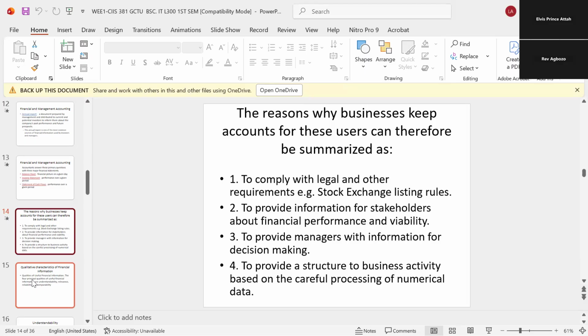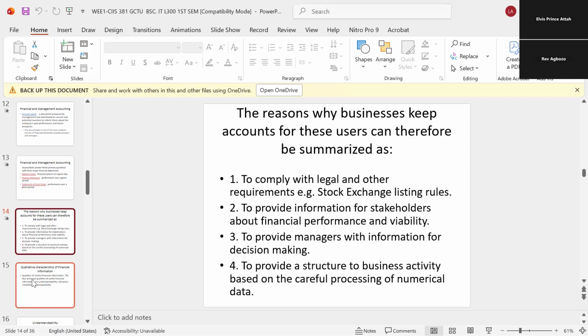It's also to provide a structure to business activity based on the careful processing of numerical data. So for instance, it will help you to know whether to produce something and sell or to buy it and sell. You people, you are IT people. So when you look at your account, you will know whether to buy a software and install for a client or to develop it yourself.